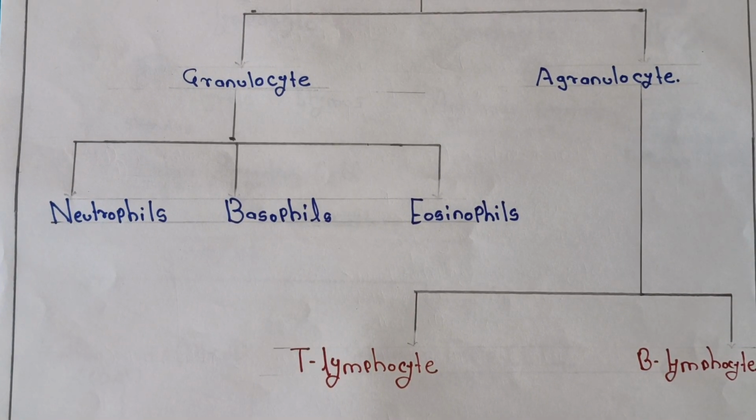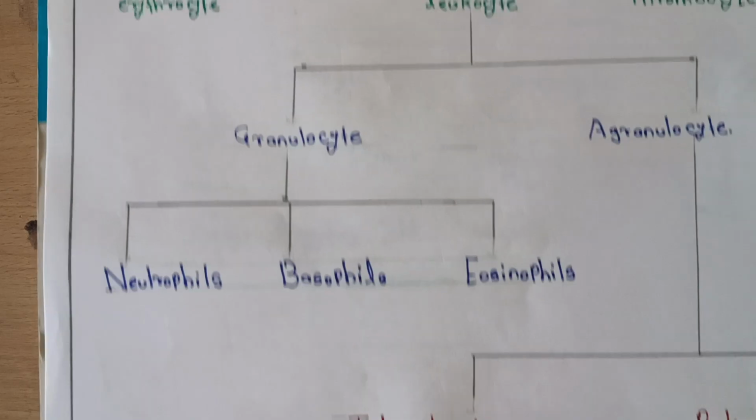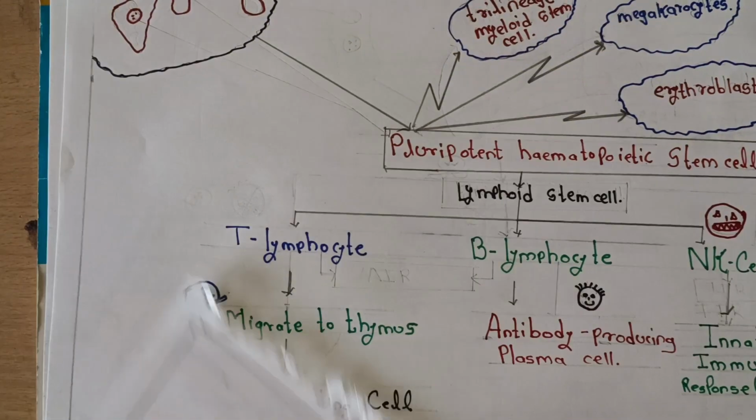There is a main process called hematopoiesis. What is hematopoiesis? It is the process by which blood cells are formed. Now let's look next.